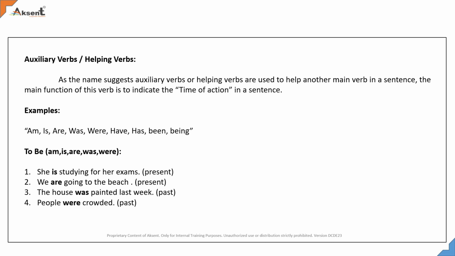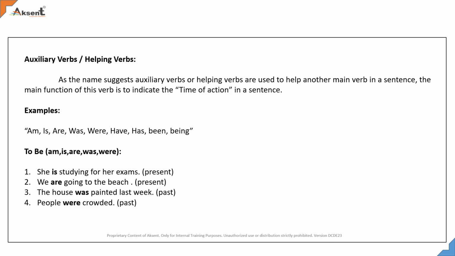இப்போ நடந்துட்டு இருக்க விஷயம் அப்படிங்கிற விஷயத்தை கன்வே பண்றதுக்காக we are using the auxiliary verbs is and are. And the next two sentences: the house was painted, people were crowded. இது ரெண்டு சென்டென்ஸுமே பாஸ்ட்ல நடந்த விஷயத்தை கன்வே பண்ணுது. So we can understand that it happened in the past, which indicates the time of action in a sentence. So this is about the be form of verbs.